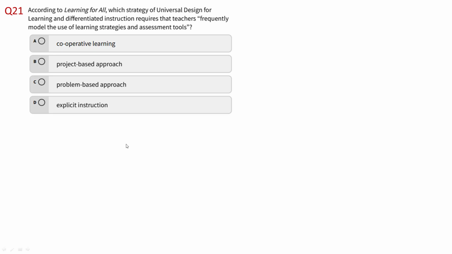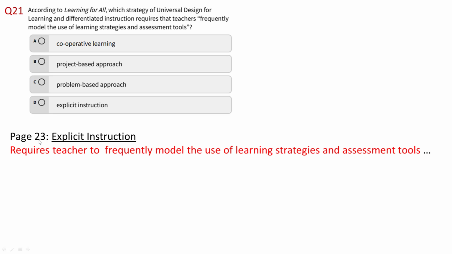21. According to Learning for All, which strategy of UDL, Universal Design for Learning and Differentiated Instruction, requires the teachers to frequently model the use of learning strategy and assessment tools? And you'll find this on page 23. It's explicit instruction. Requires the teacher to frequently model the use of learning strategy and assessment tools. So answer D.